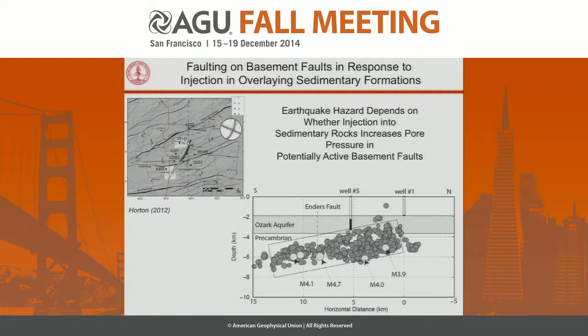So now when we look at cases like the Guy, Arkansas sequence, what's really important is the fact that injection in the sedimentary rocks above basement appears to have triggered faulting that extends down into basement. And to me, the issue of seismic hazard is very closely tied to whether or not there's a potential for triggering faults into the basement.